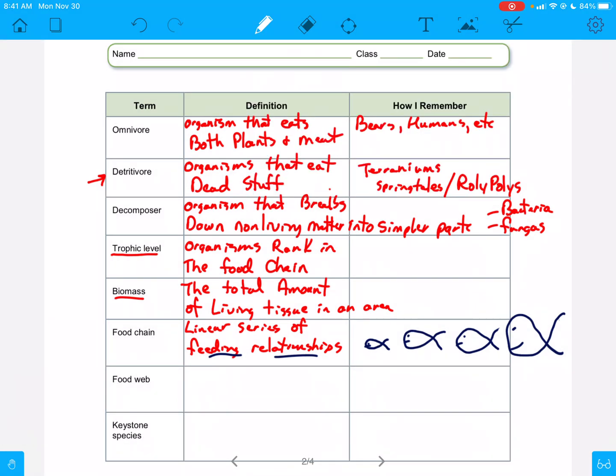Food web, this is a map of all the ways that energy flows. Okay, so this is a map of energy flow in an ecosystem. So in this case, we just have a chain, right? This is just one into the other, going that way. Well, a map of energy flow is a lot different.